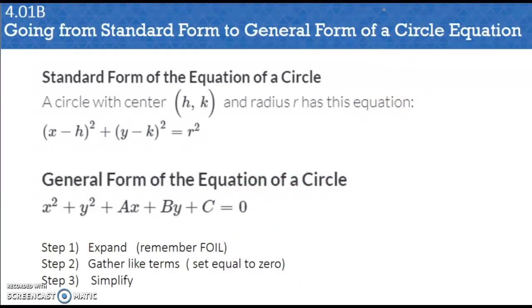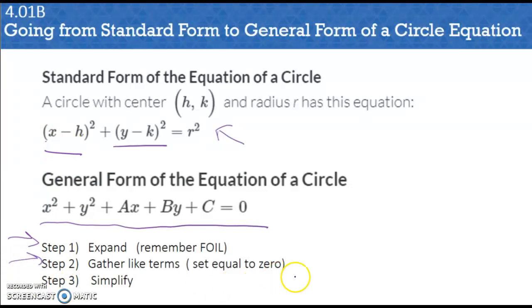Now there are two different forms of the equation of a circle. One of them is the standard graphing form that we just looked at. It's the easiest way to graph a circle, but sometimes we need to use the general form of the equation of a circle. It looks a little uglier, but it's just an expanded version of this. All we do is expand by using FOIL, gather like terms, group them, get it set equal to 0, and then simplify. So standard form is the one we've been looking at, and there's also this general form that we're going to look at now.